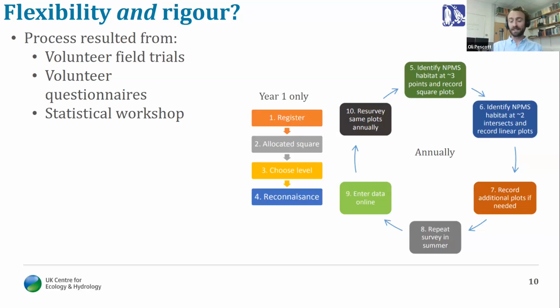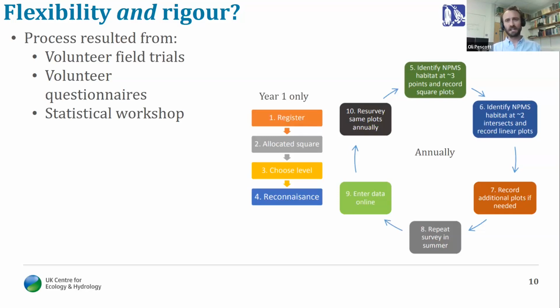And again, some of you may remember this, but back in 2013 and 2014, we had various types of field trials. We sent out questionnaires to volunteers, and we had a workshop with some expert statisticians as well. And so we tried to build in both the volunteer perspective and the statistical rigor to the design. And the flexibility comes at a number of different levels.